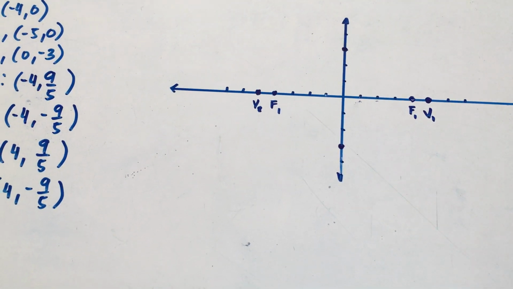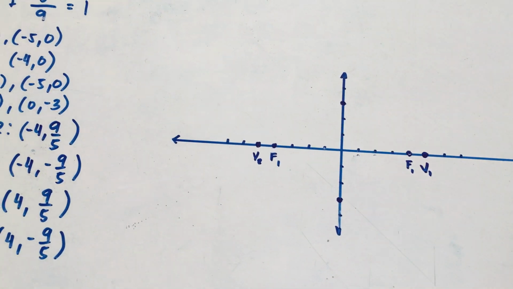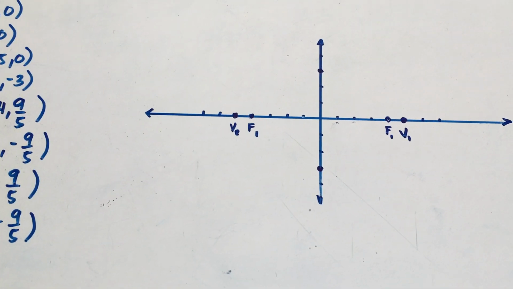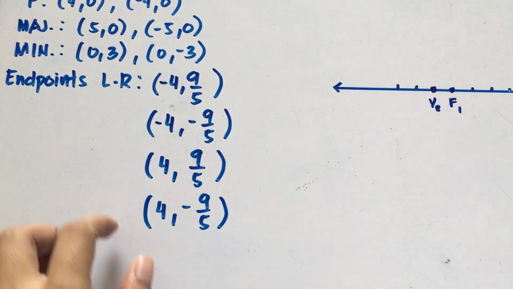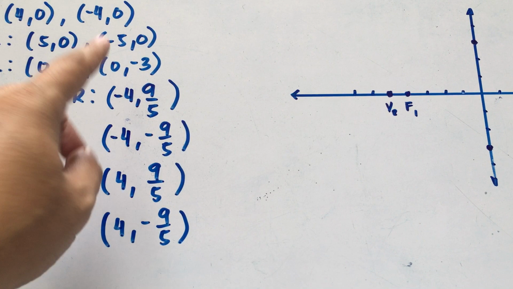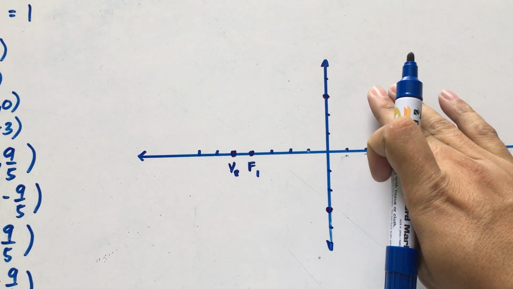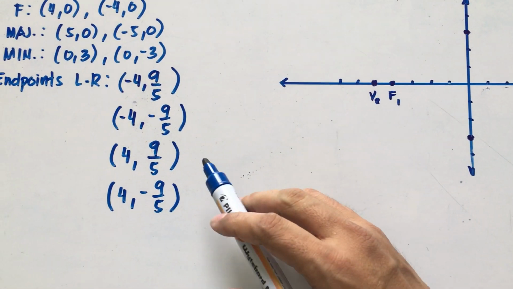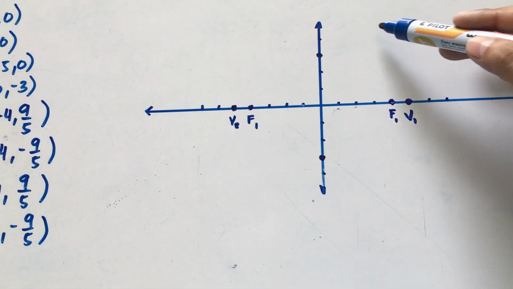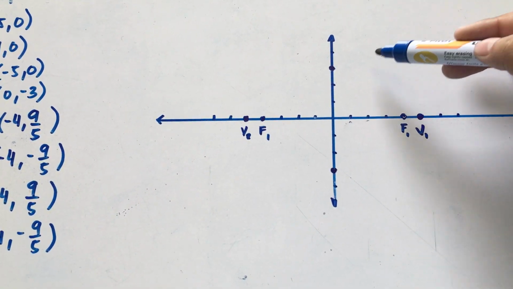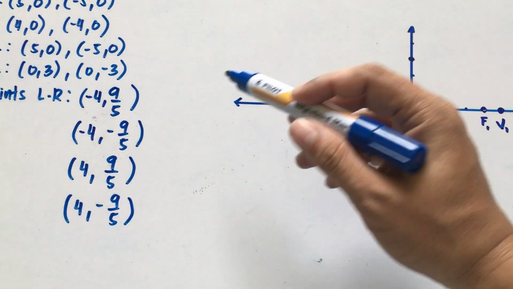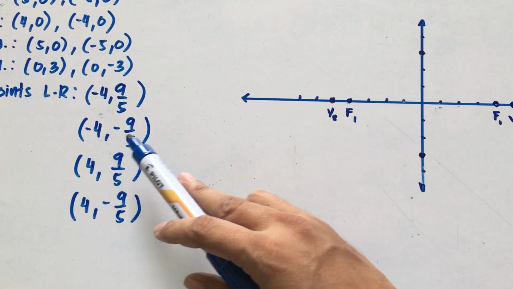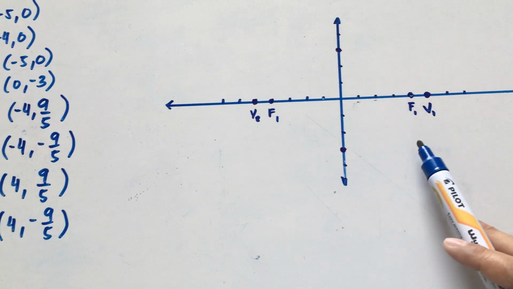Okay? So now, what will we do, sir? Can we form the ellipse right now? Not yet. So, let us plot first the endpoints of the latus rectum. If you observe, the endpoints of your latus rectum have 4 coordinates, and these 4 coordinates refer to the 4 parts of your Cartesian coordinate plane. For example, 4, 9/5, all positive, is in this part of your Cartesian coordinate plane. While negative 4, 9/5 is this part. Negative 4, negative 9/5 is this part. While 4, negative 9/5 is this part.